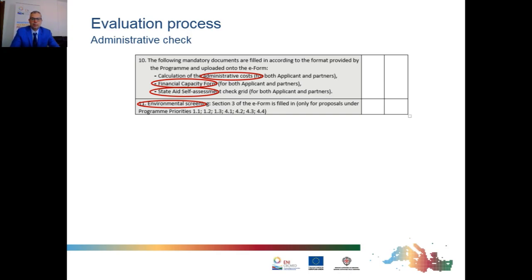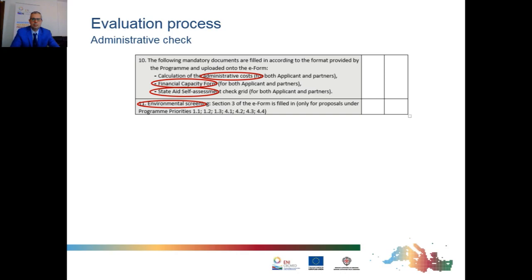During the administrative check, we will also check that the file containing the calculation of administrative costs for both applicants and partners is included, that the financial capacity form for both applicants and partners are in the proposal. There is a specific section of the e-form that contains this information, while the state aid self-assessment checklist that needs to be filled in by the applicant and the concerned partners must be uploaded into the system in order to be able to submit the proposal.